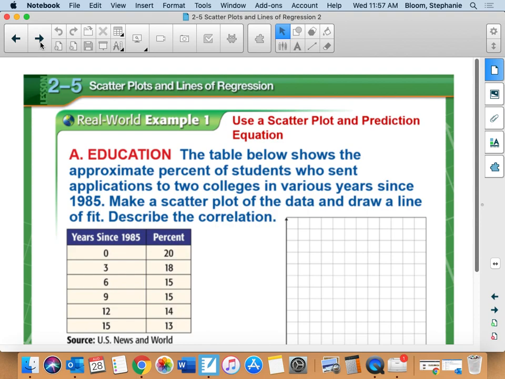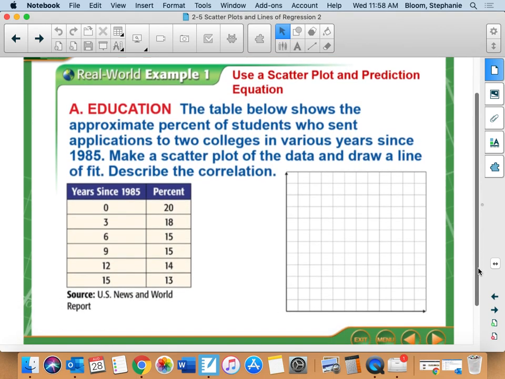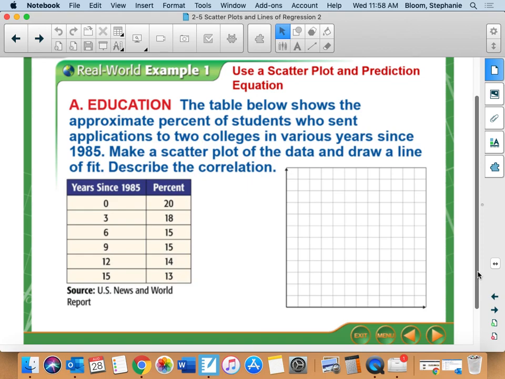The table below shows the approximate percent of students who sent applications to 2 colleges in various years since 1985. Make a scatter plot of the data and draw a line of fit. Describe the correlation. So we're going to take these points right here, ordered pairs. Time, remember, is my independent, X. Percent will be my dependent, which is my Y. So let's make sure that we label our axes. My Y-axis is going to be percent, and my X-axis are my years, and this is really my years since 1985.